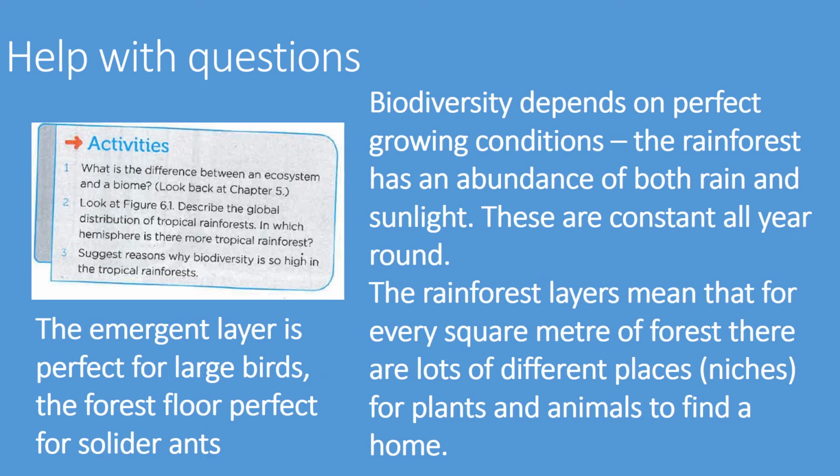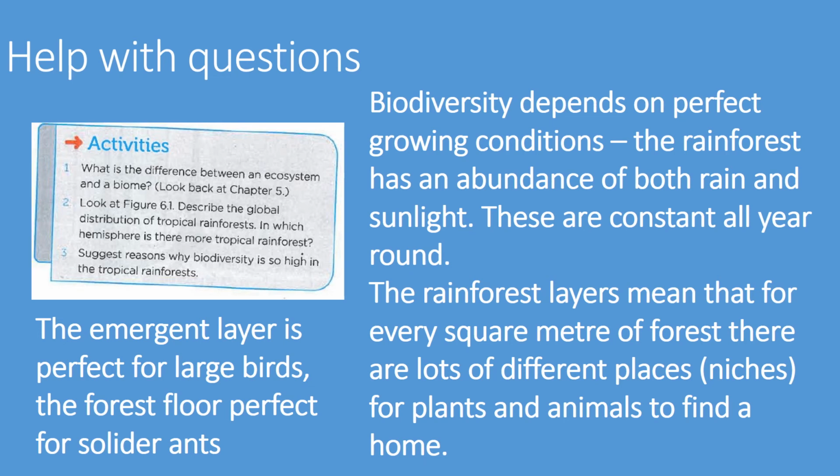And then this last one, suggest why biodiversity is so high in tropical rainforests. There's two things to focus on here. First of all, rainforests have perfect growing conditions. The rainforest has an abundance of both rain and sunlight. And what's really important here is the fact they're constant all year round. So many plants and animals in the UK, for example, have to adapt to the fact that our winters are cold and dark, and the ground is often frozen. And those three things limit the amount of species that can survive here. But in the rainforest, you don't have those limits. Okay, so that means that lots of things can grow.